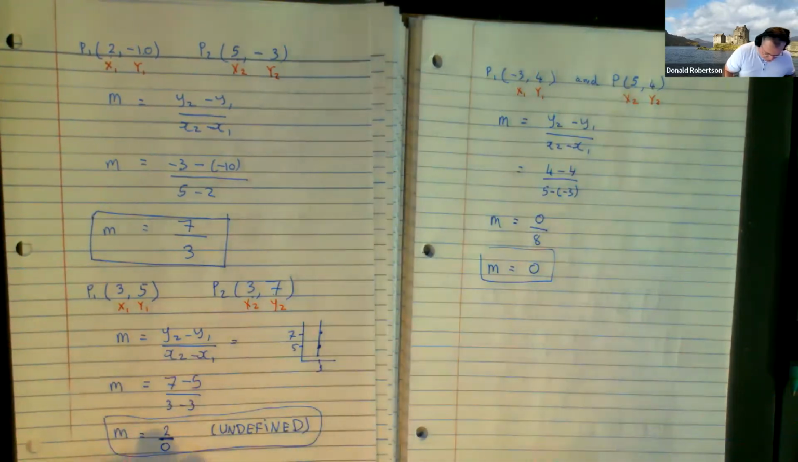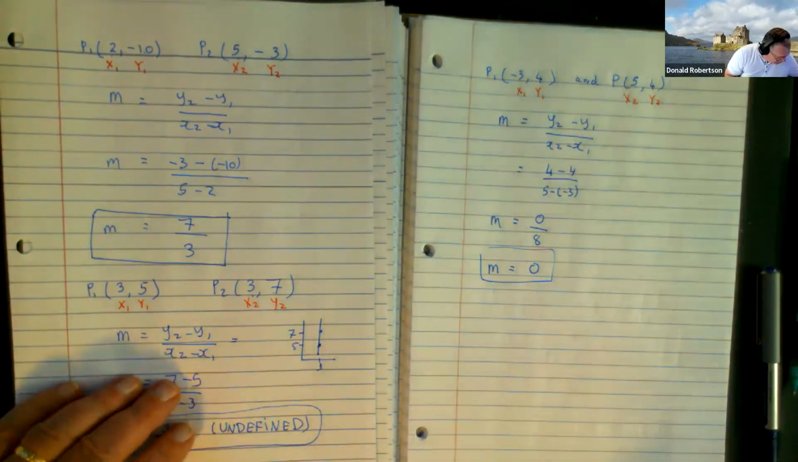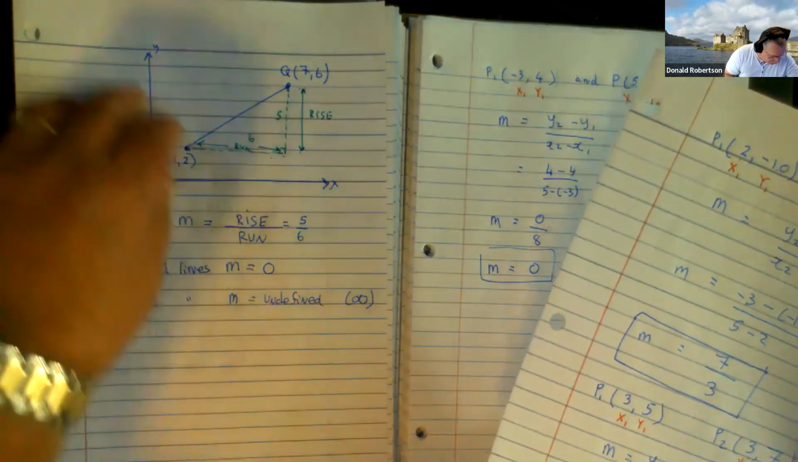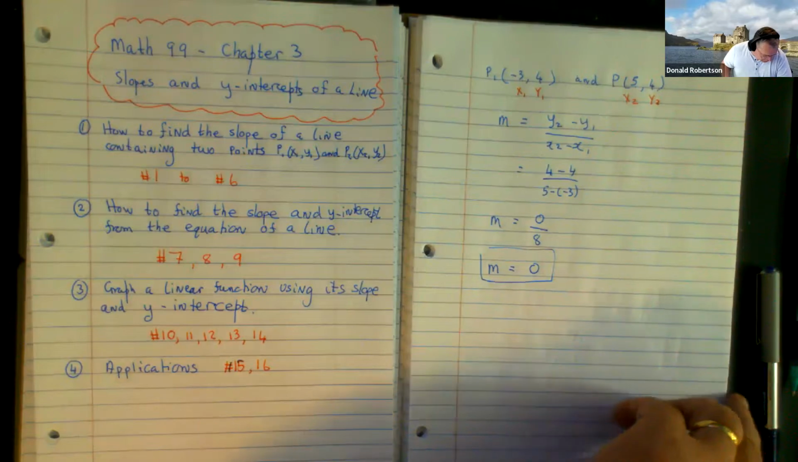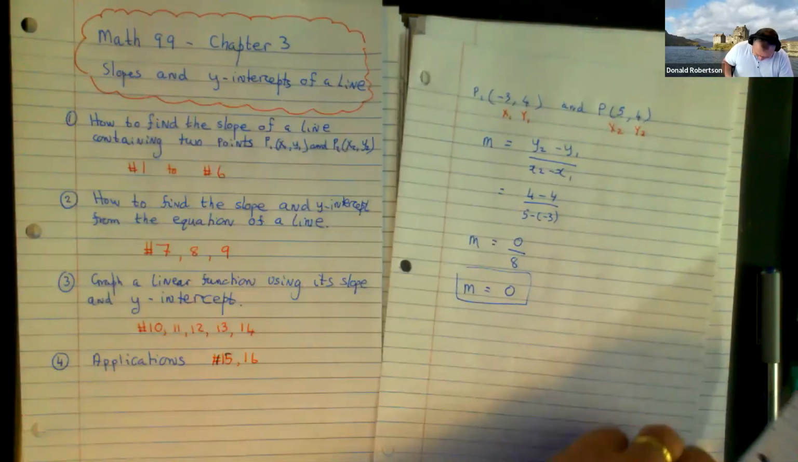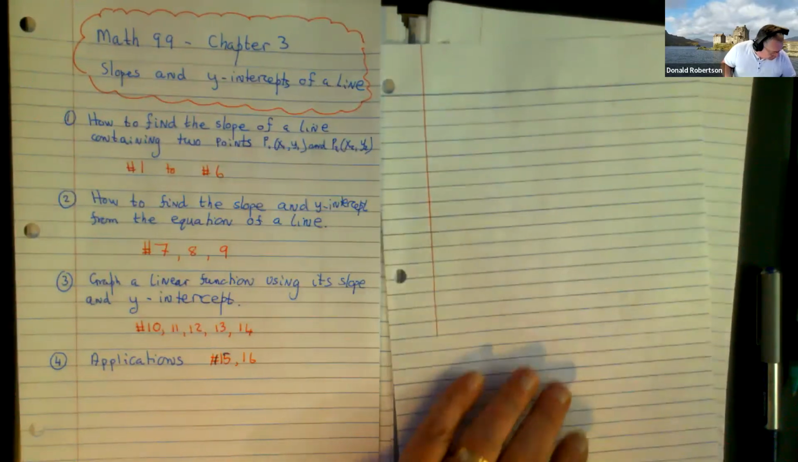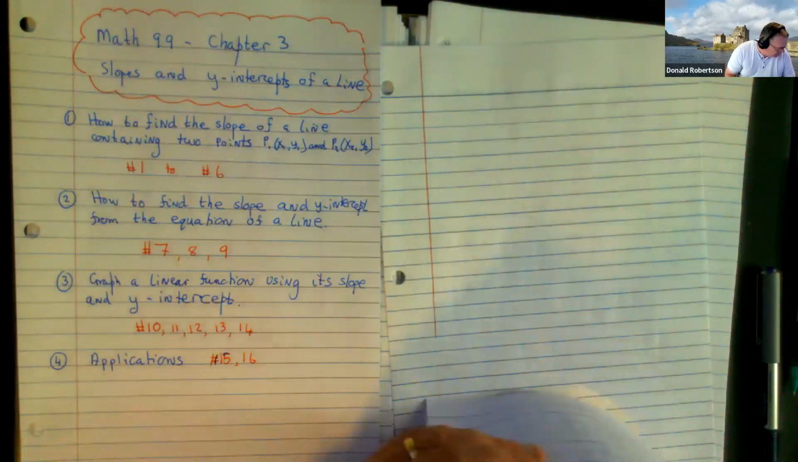And that pretty much is our first topic in this section: how to find the slope of a line containing 2 points. And the first 6 questions of your homework are going to be very similar to what we just covered.